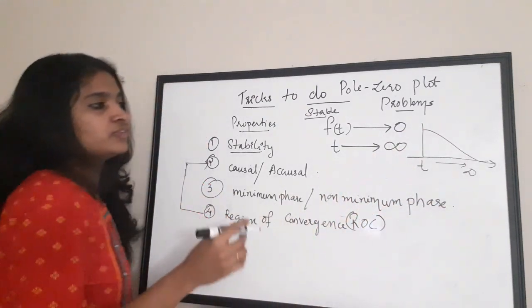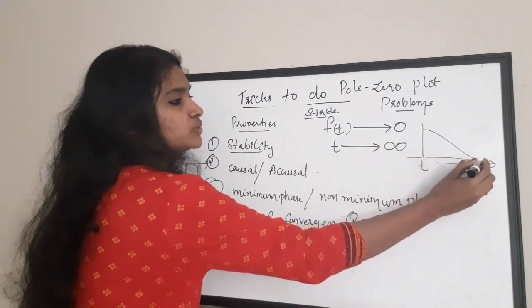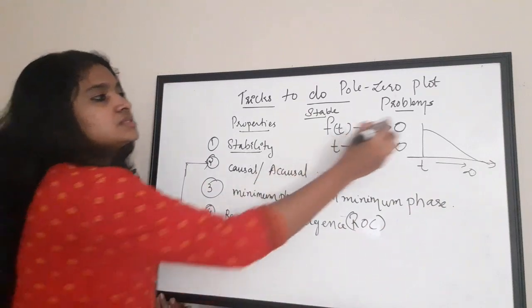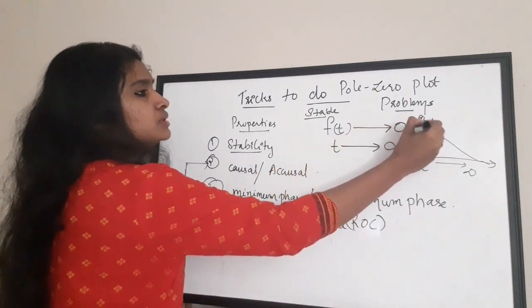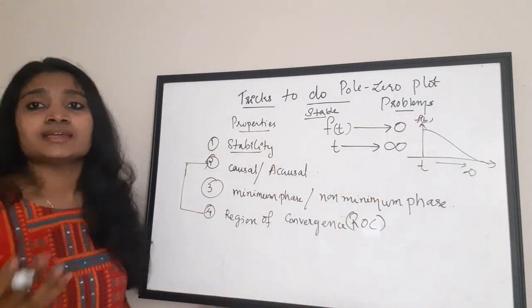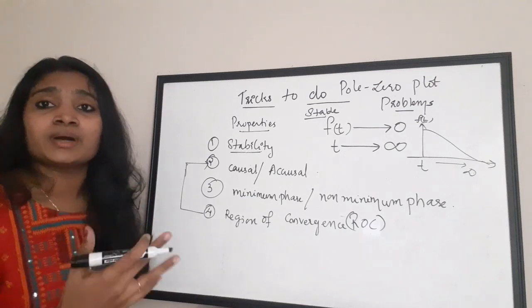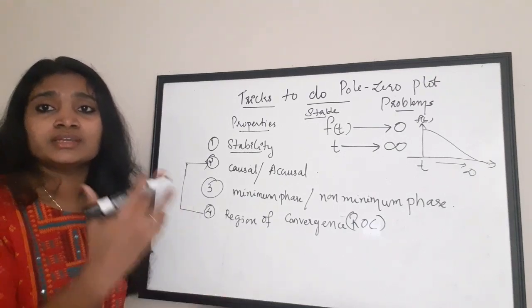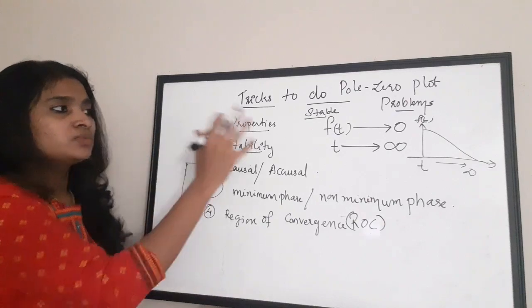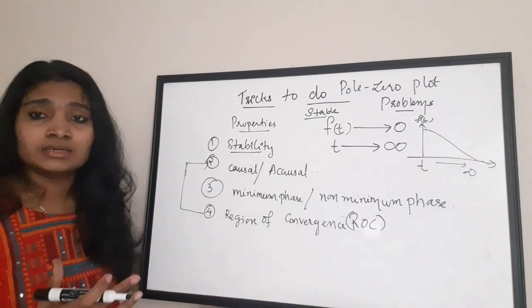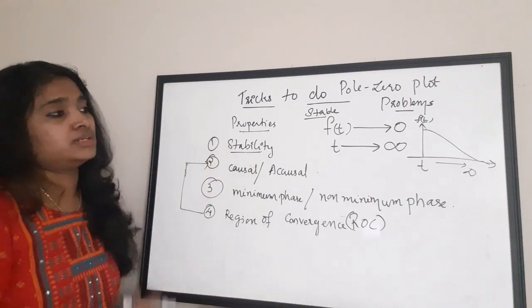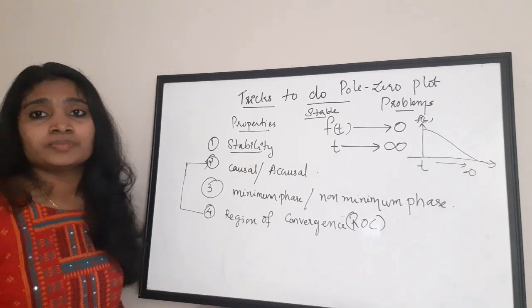I'm just drawing a rough figure. Okay, so it will come to 0. So this is the f of t. Such a system is called a stable system. That is, we say as time passes, everything has to decay or everything has to get stable. Likewise, the system is getting stable as time is tending to infinity. Such a system is called a stable system.